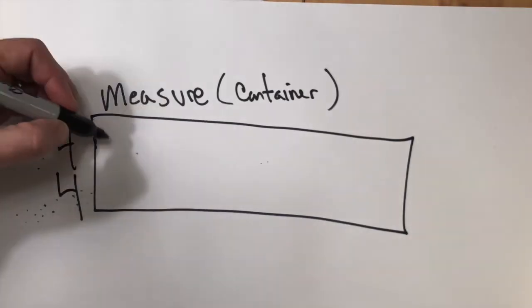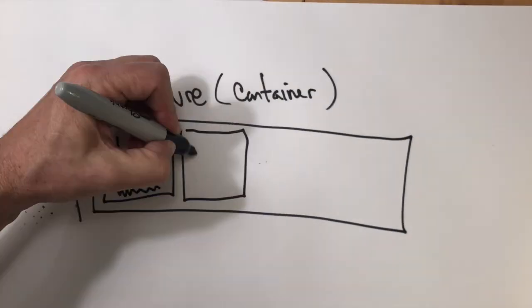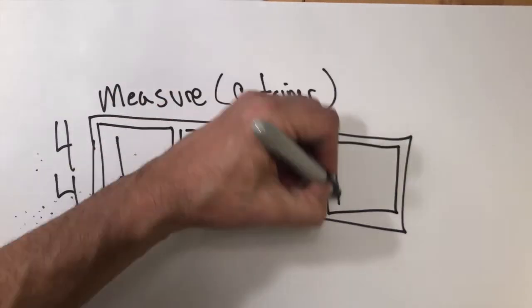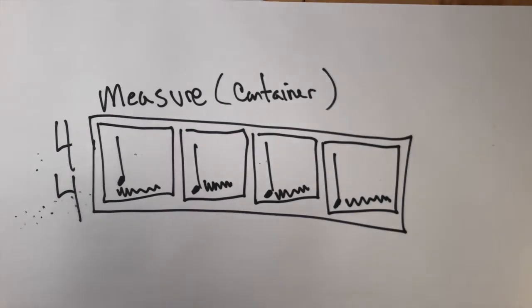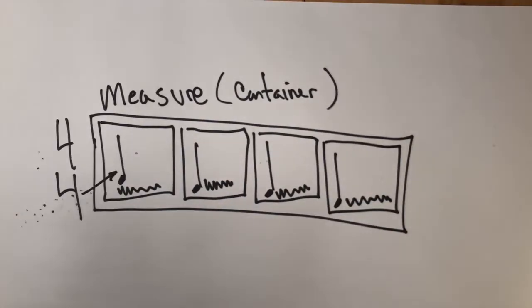The time signature 4/4 tells us that there are 4 quarter notes in the container, in the measure. The top 4 is the number of beats. The bottom 4 tells us that each beat is worth a quarter note. That's what the 4 represents, quarter notes.